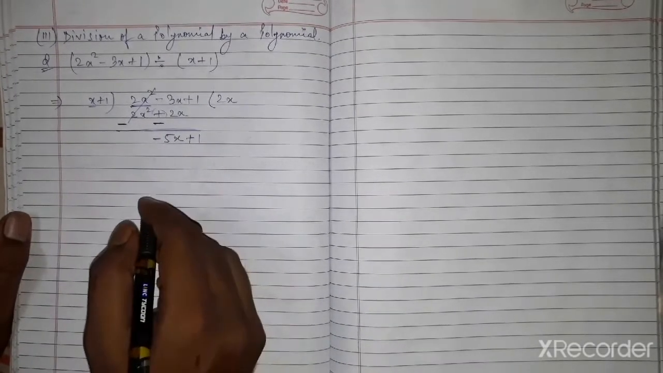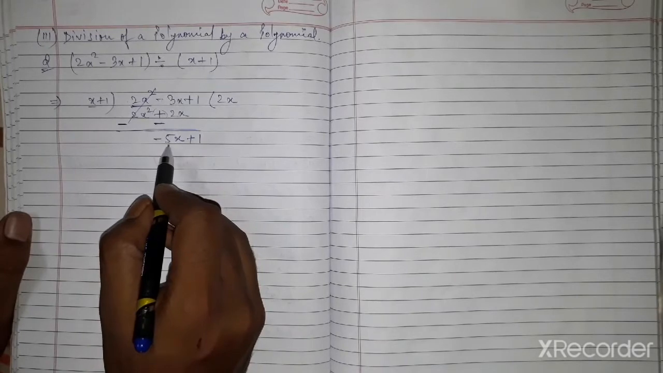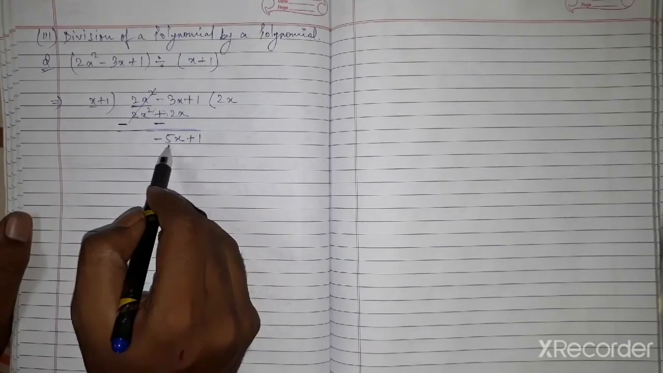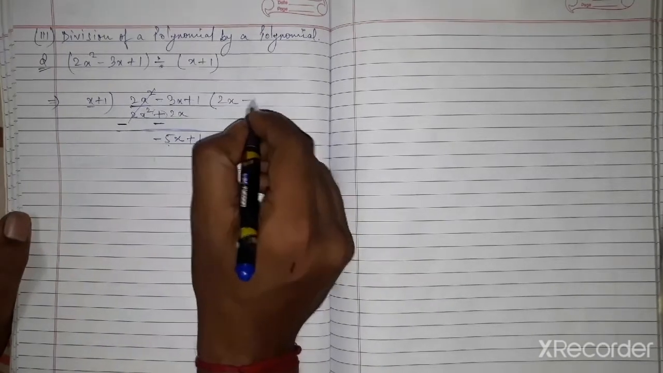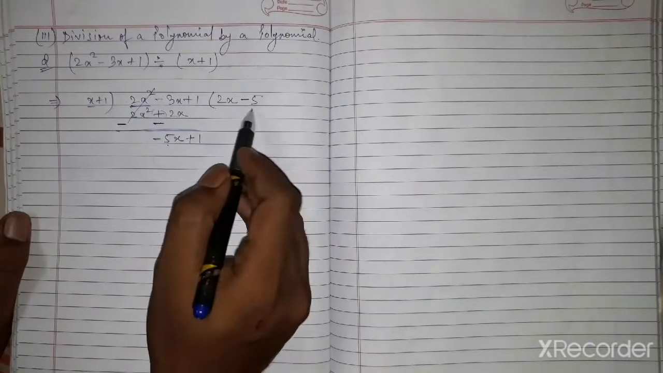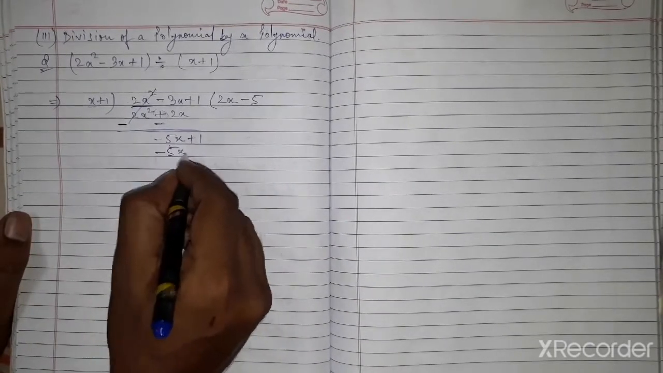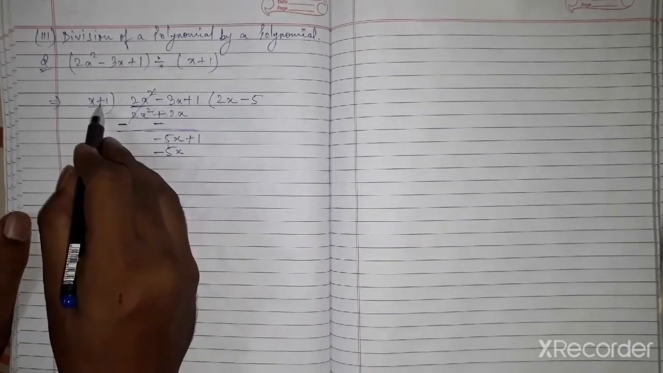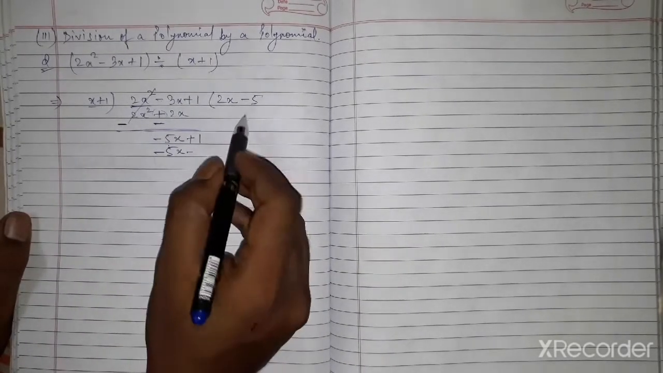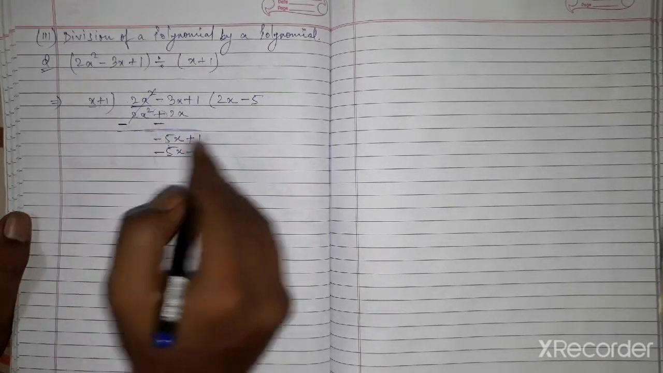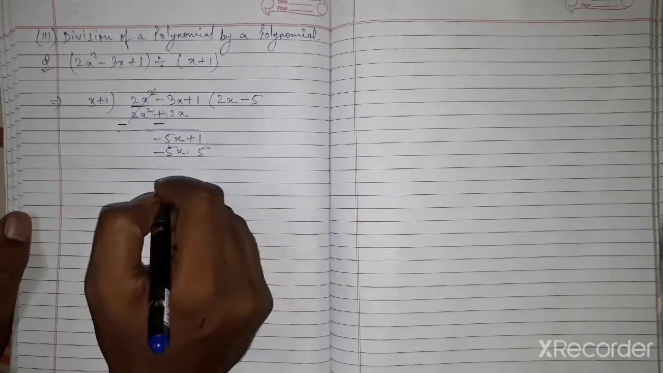Now as I said, my prime motive is to eliminate the first term. So how much I will multiply here so that it becomes minus 5x? Yes, definitely I will multiply here minus 5. So when I multiply minus 5 with x, it becomes minus 5x. And minus, when multiplied with plus, it becomes minus. So it becomes minus 5. When multiplied with plus 1, it becomes minus 5.